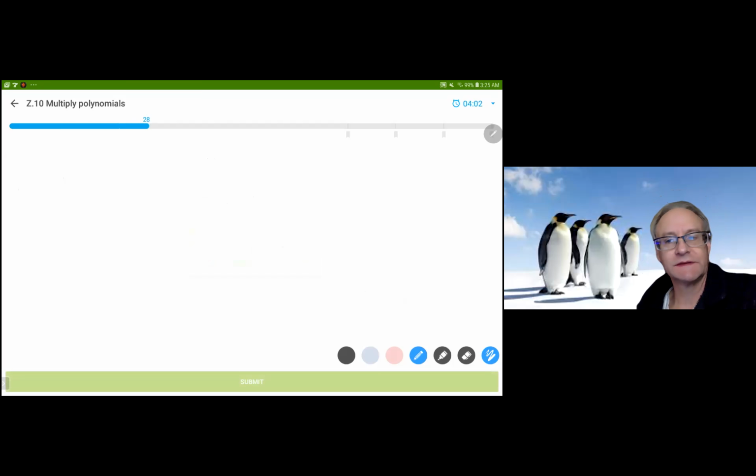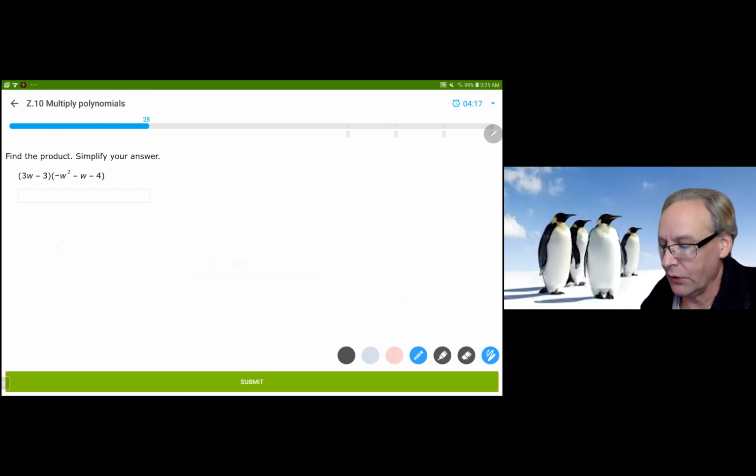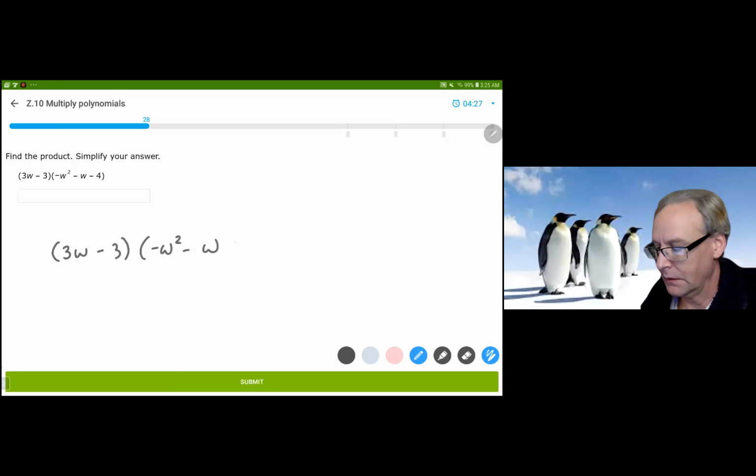All right, what's next? Okay, here we go. Now there's lots of methods for this, but my favorite is distribution. Now, if I could, I would give you 2 different colors, but I can't. So what I'm going to do is I'm going to go over and under. So I'm going to multiply my 3w minus 3 times all the terms in the top. And then I'm going to multiply my negative 3 times all the terms in the bottom.